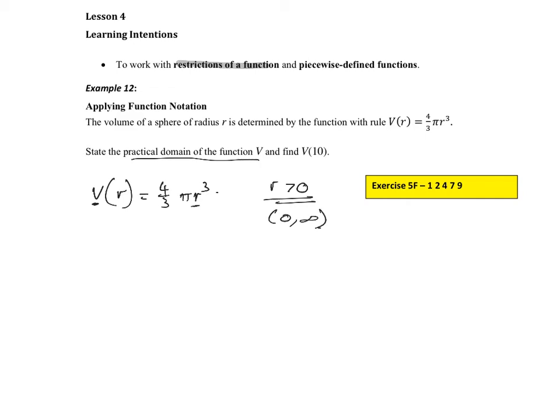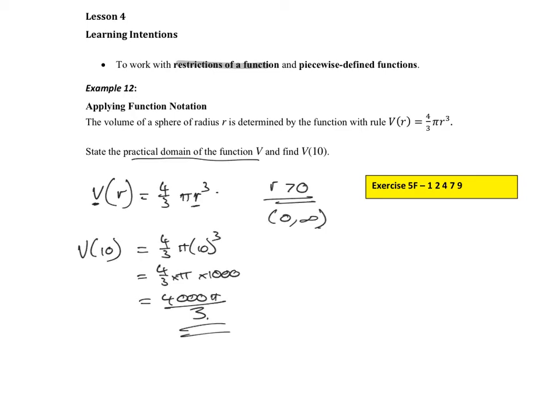To work out V of 10, from our function knowledge, that means we just substitute 10 in. So 4/3 times pi times 1000. What if we just leave it as 4000 pi on 3? We could then use a calculator to get an approximate, but I think that's reasonable. That's not a bad place to leave it, all right?